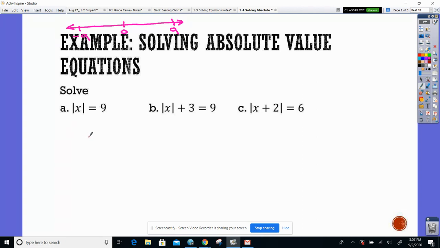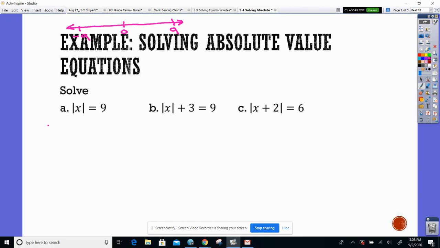Absolute value equations all work in the same way. So when you're solving an absolute value equation, the first thing you always want to do is get the absolute value by itself. Get the absolute value to be the only thing on one side of your equal sign. If you look at this example, it already is. So from there, you're going to break it into two equations.